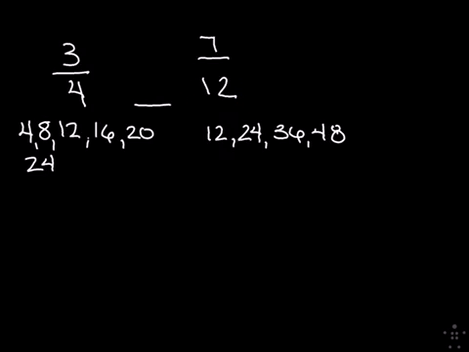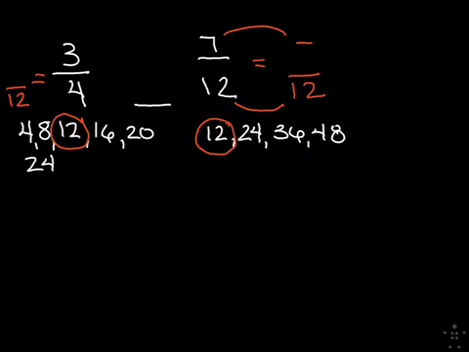Do you see anything they have in common? Well, hopefully you said, oh, look, there's a 12 here and there's a 12 here. So since they both have 12 as a common denominator, you can turn them both into 12ths. So the best part about this is these are both 12, so guess what? These will both be 7s. So that doesn't change. This one does, however.